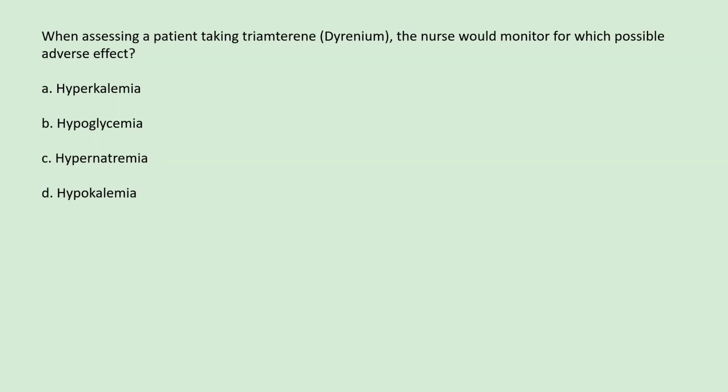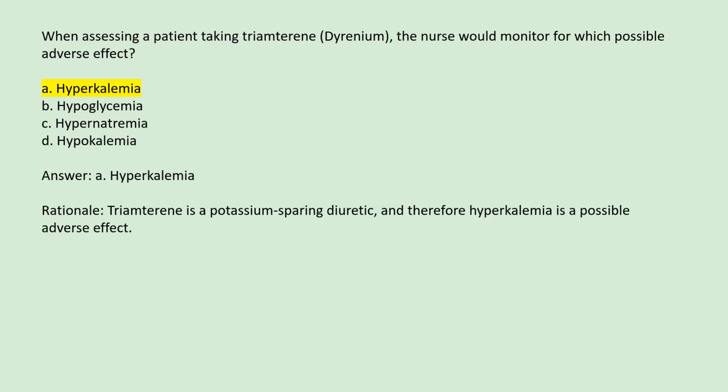When assessing a patient taking triamterene, Dyrenium, the nurse would monitor for which possible adverse effect? A. Hyperkalemia. B. Hypoglycemia. C. Hypernatremia. D. Hypokalemia. Answer: A. Hyperkalemia. Rationale: triamterene is a potassium-sparing diuretic, and therefore hyperkalemia is a possible adverse effect.